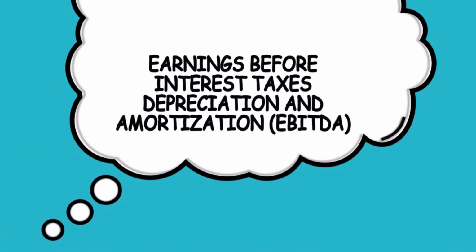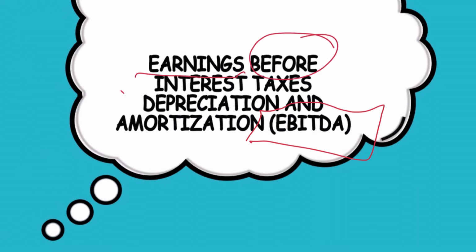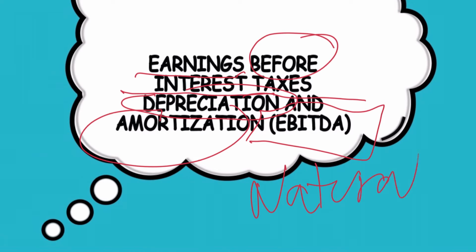And one big thing you want to know is this acronym, EBITDA. And this is key for a business owner or an accountant. Earnings before interest, taxes, depreciation, and amortization. Well, I don't see depletion in there, but that's because depletion is in and of itself dealing with natural resources and its own type of asset.